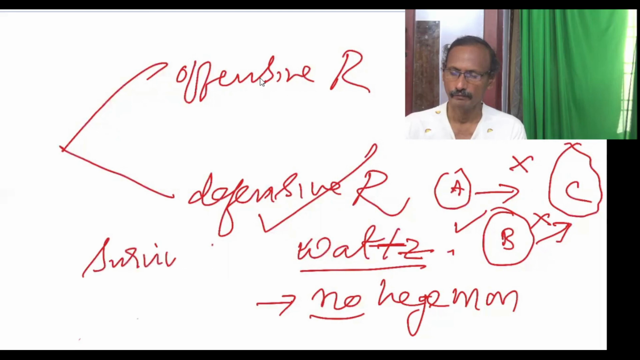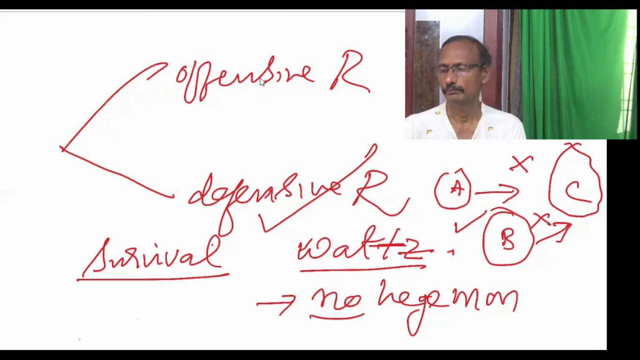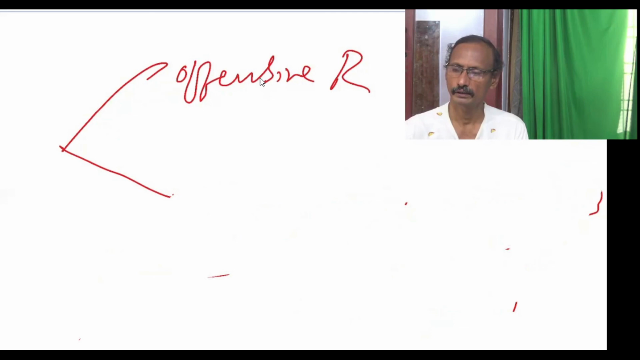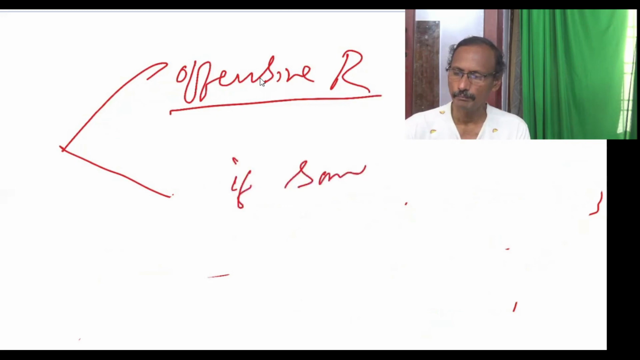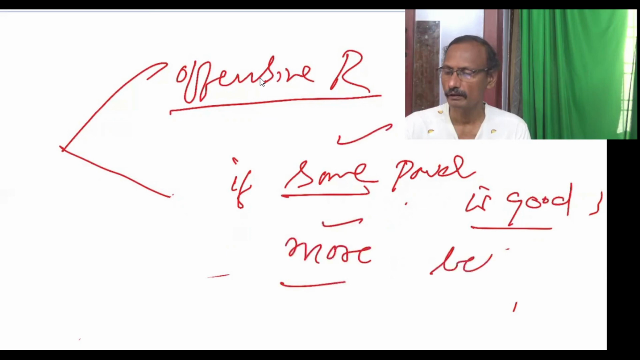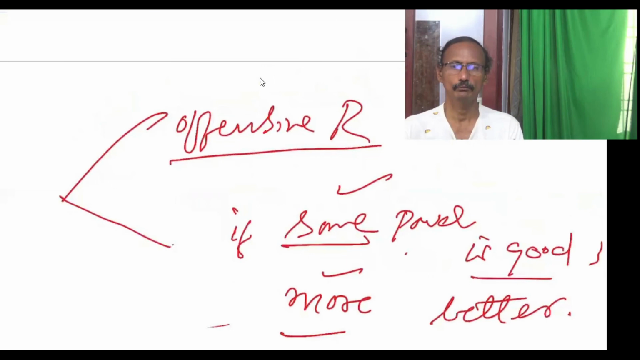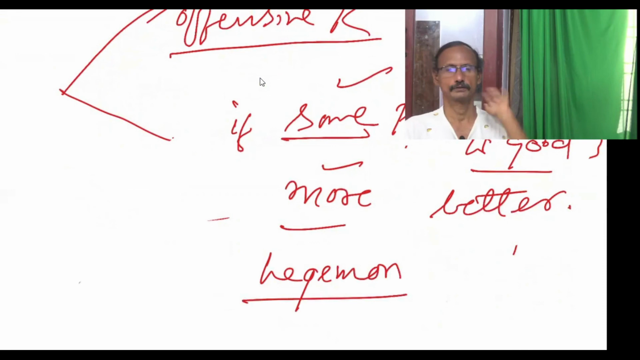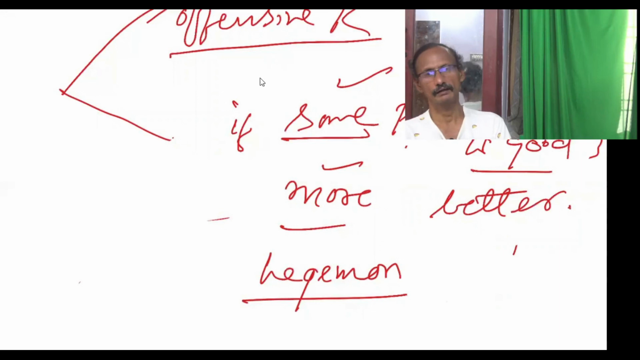So Waltz belongs to this school, but offensive realists don't think so. Offensive realists think if some power is good, then more power is better. A state wants to be, in the end, a hegemon, that is, to create a unipolar world. So offensive realists think that there is no limit to a state's search for power, unlike Waltz, a defensive realist, who thinks that a state won't like to be a hegemon.